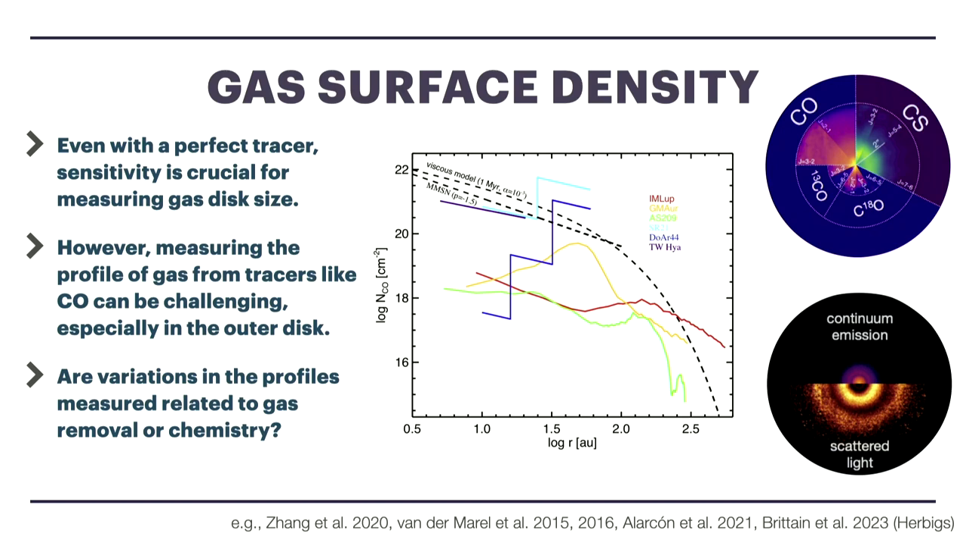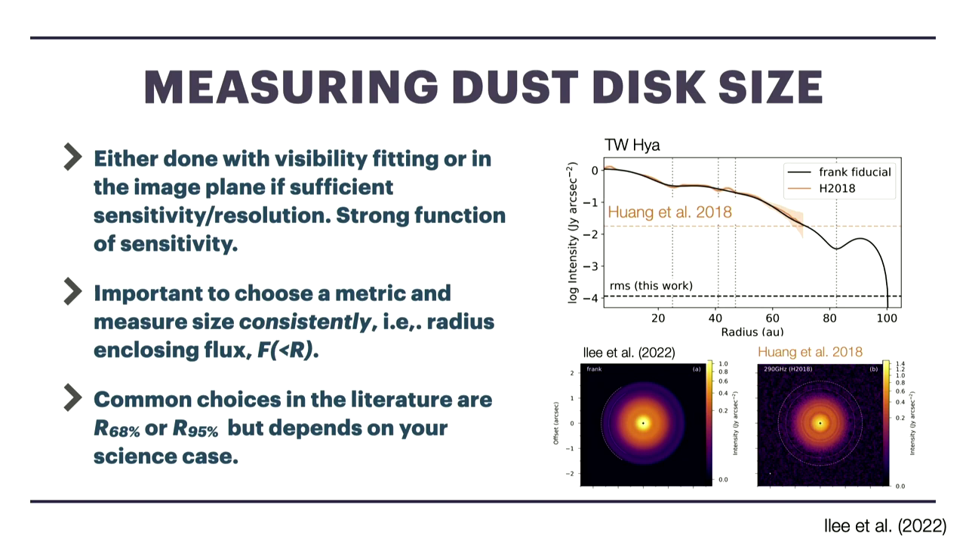When we want to measure disk size in the dust, this is often done either with a visibility fitting method, or, if you have sufficiently deep data, in the image plane. But it's, again, a really strong function of sensitivity. So it's really important that you choose a metric, measure disk size consistently, and know the limitations of the depth of your survey. As per the literature, the recommendation is to choose something like a radius enclosing some fraction of the flux. Often choices are something like 68% or 95%, but it really depends on your science case. If you want to learn about disk evolution, you want to get as much flux as you can, but again, be very cautious when you're trying to measure the true outer edge.